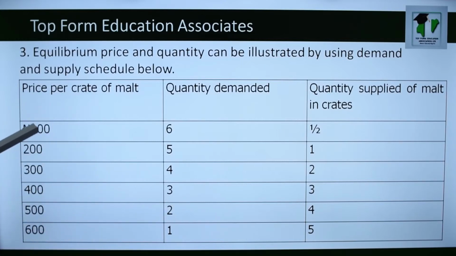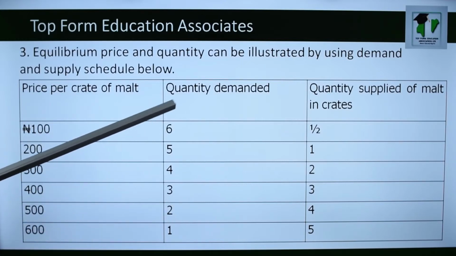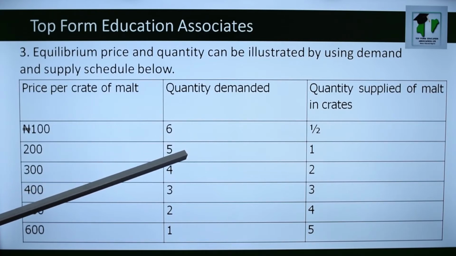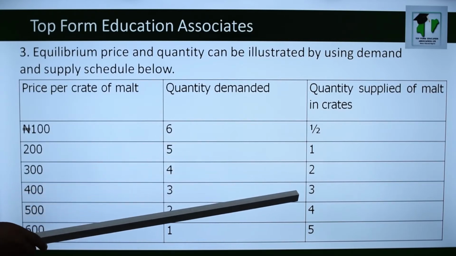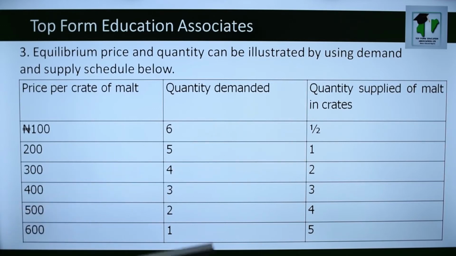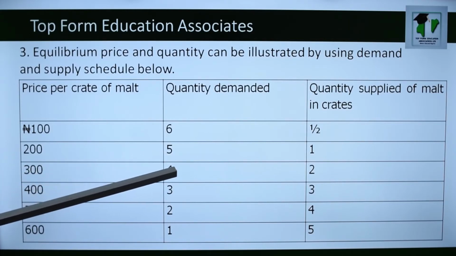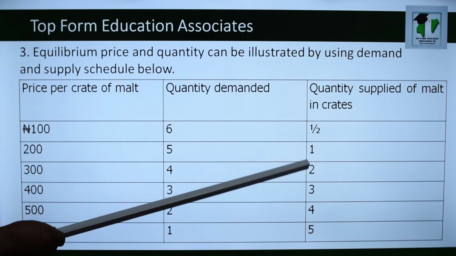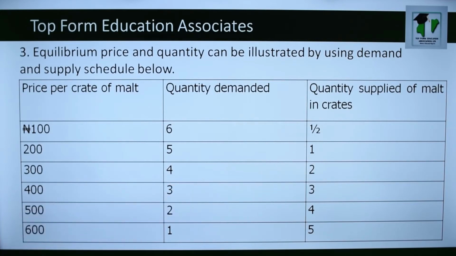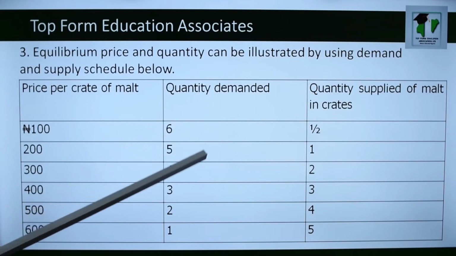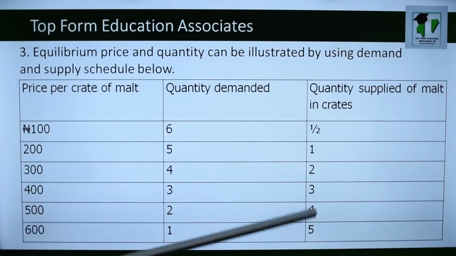When the price increases from 100 to 200, quantity demanded decreases from 6 to 5, while the quantity supplied increased from half crate to 1 crate. As the price increases further to 300 naira, quantity demanded keeps decreasing from 5 to 4, while quantity supplied increased from 1 to 2. As the price continues to increase, you can see that as price increases, quantity demanded decreases, while quantity supplied increases.